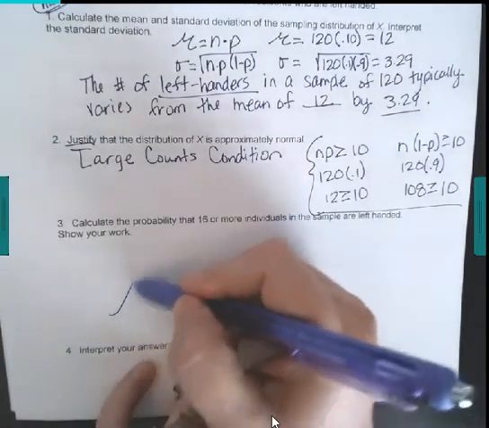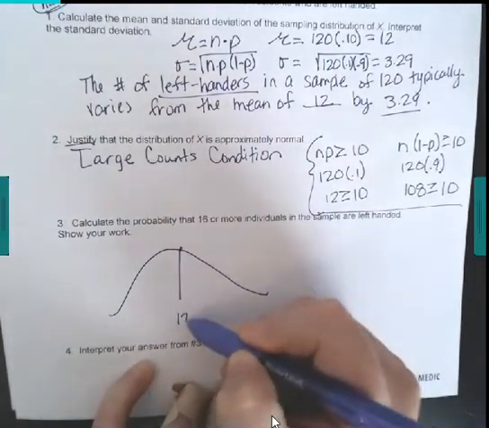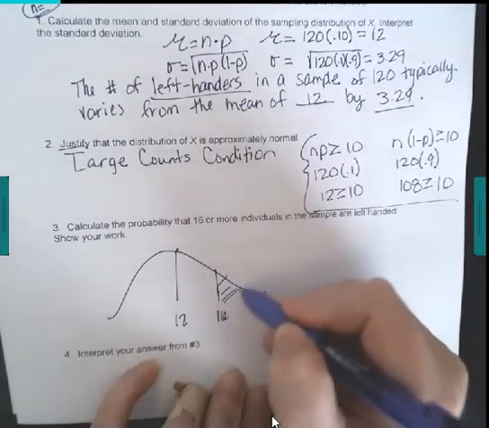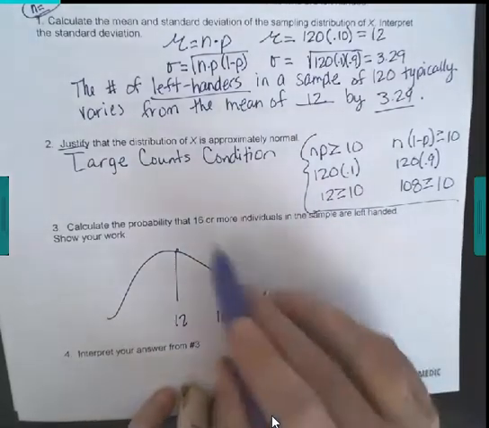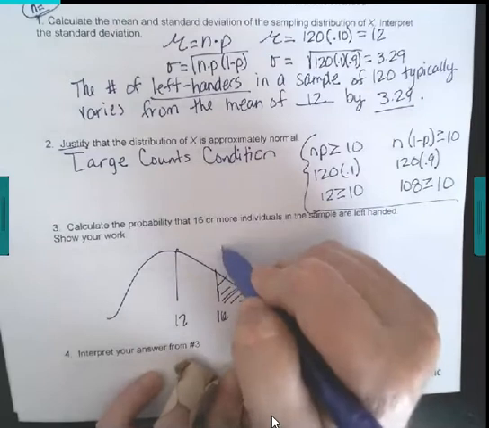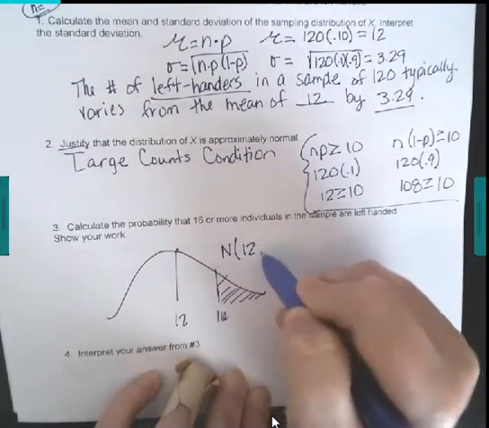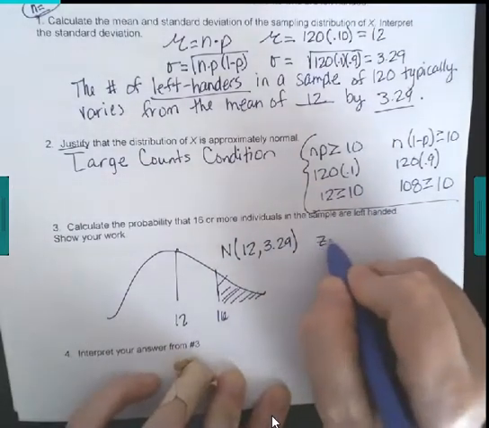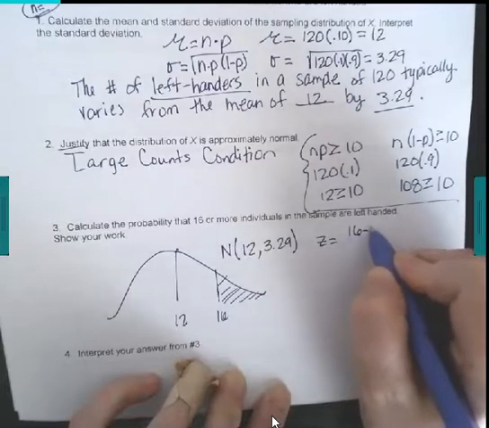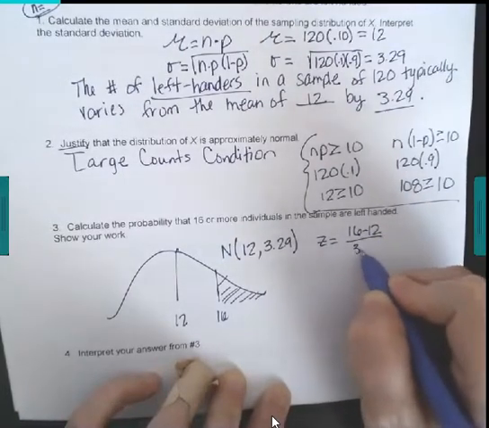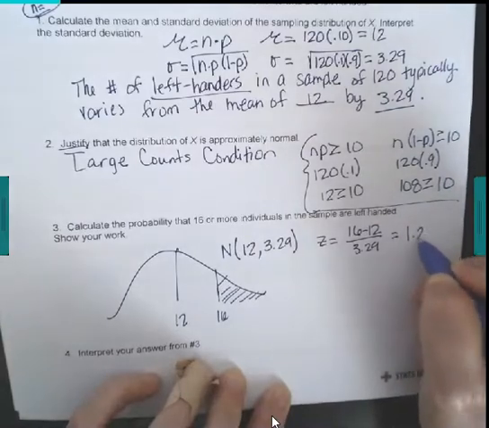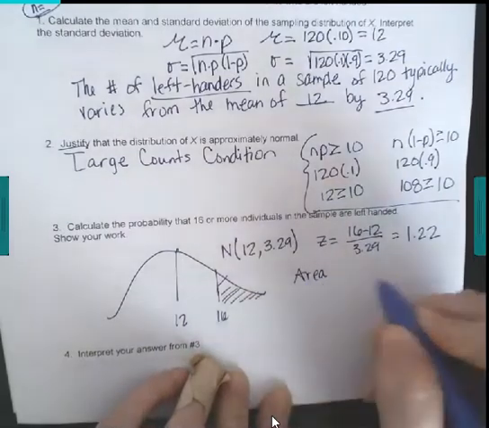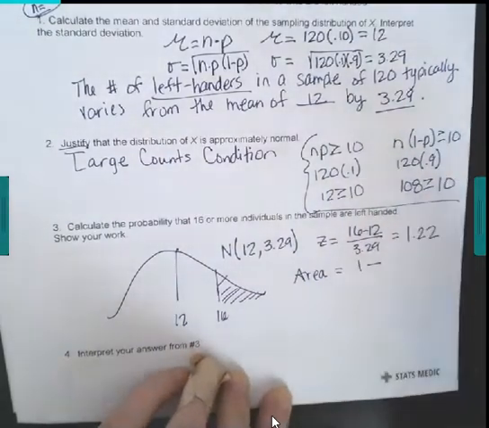So for this one, you always want to start by drawing the curve, drawing the mean, and it's asking for anything greater than 16, or 16 or more individuals. Remember that your mean was 12 and your standard deviation was 3.29. So to find the z-score, I would take 16 minus 12 over 3.29, which would give me a z-score of 1.22. Since it's an area and it's on the right, that means I have to do 1 minus that.